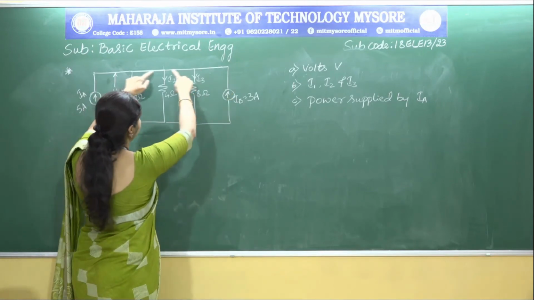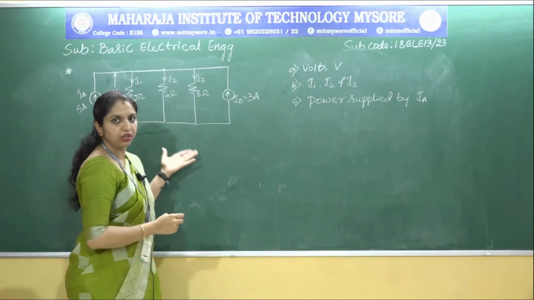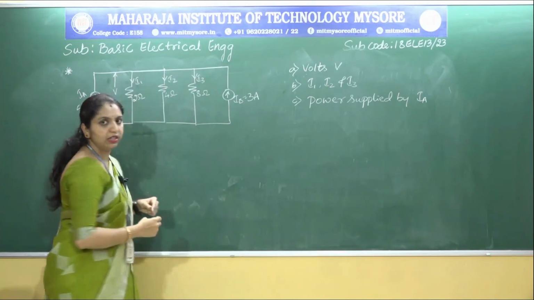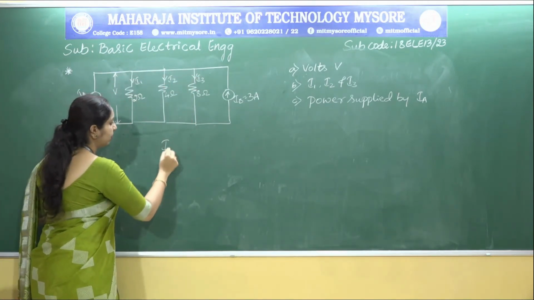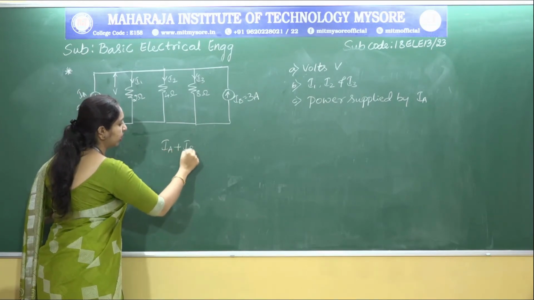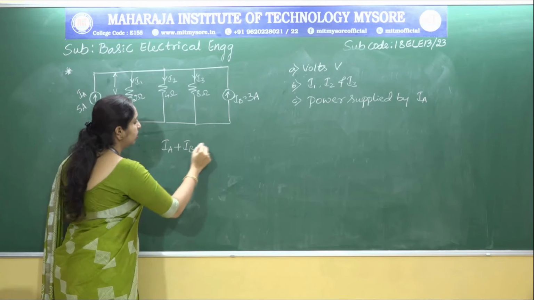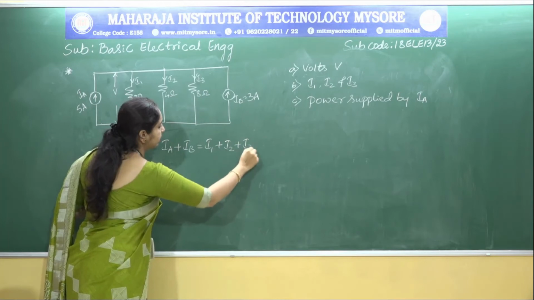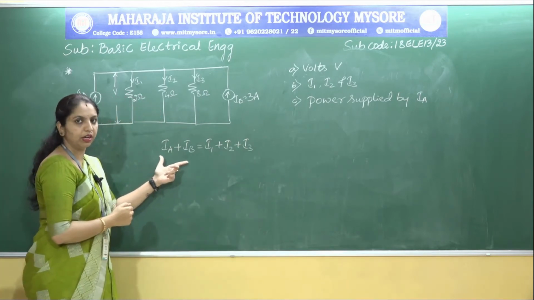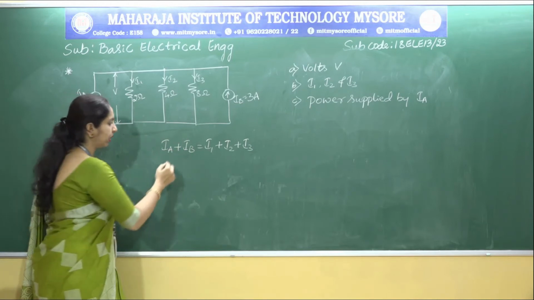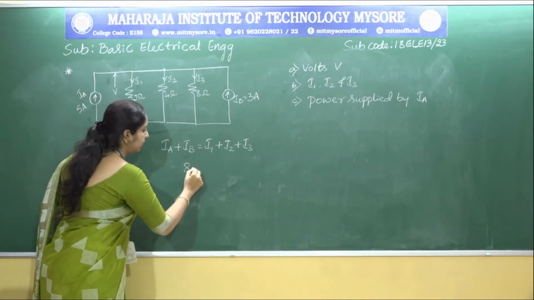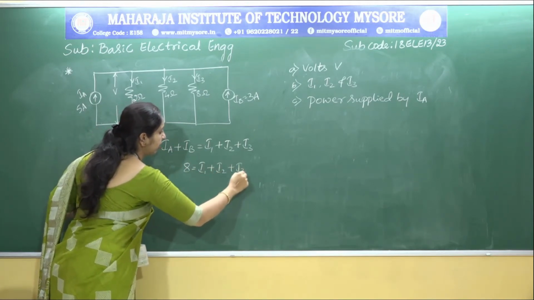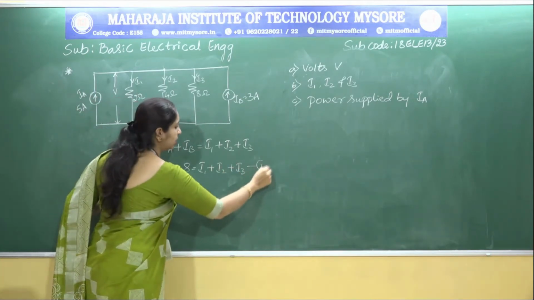If I consider this as the common junction point, these two currents are entering the junction and these three currents are leaving the junction. So we can have the equation IA plus IB, because both currents are entering the junction, is equal to I1 plus I2 plus I3, the three currents leaving the junction. Substituting the values of IA and IB, 5 plus 3, I can write this as 8 is equal to I1 plus I2 plus I3. Let us call this equation 1.